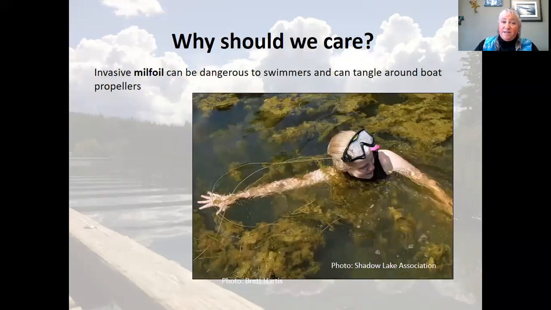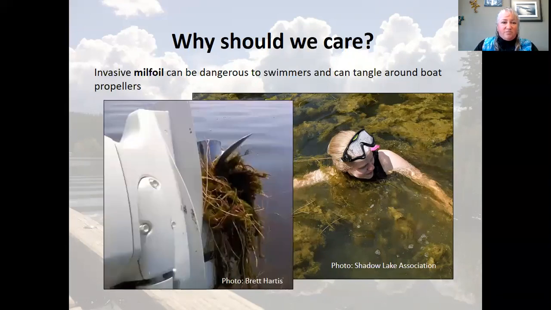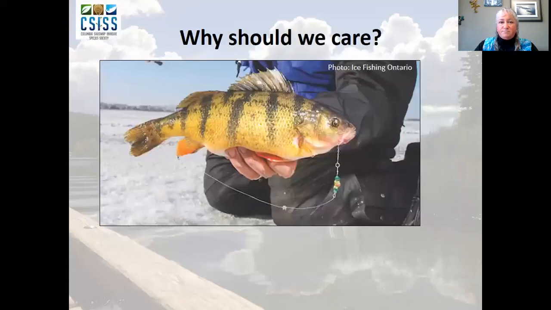So why else should we care? Well, this is milfoil that I spoke about before. Milfoil can have these incredibly long stems. They're very tangly. Nobody likes to swim in these things, but actually people have been known to drown, tangled up in these incredibly dense mats of water weeds. Not just that, they actually can really impact boating as well by tangling around the propellers of boats.